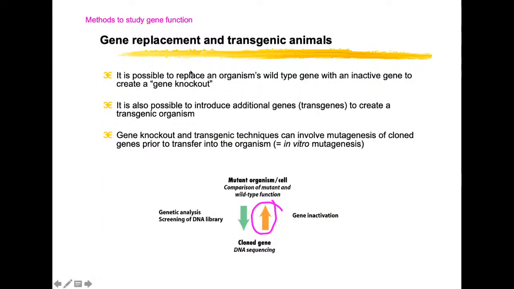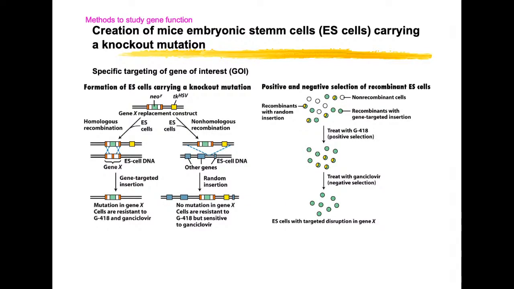In gene replacement, or in these transgenic animals, it is possible to replace an organism's wild type gene with an inactive gene to create a gene knockout. It is also possible to introduce additional genes to create transgenic organisms. Gene knockout and transgenic techniques can involve mutagenesis of cloned genes prior to transfer into the organism. So, some ways to create mouse embryonic stem cells carrying a knockout mutation: you have a specific targeting gene of interest, first of all.